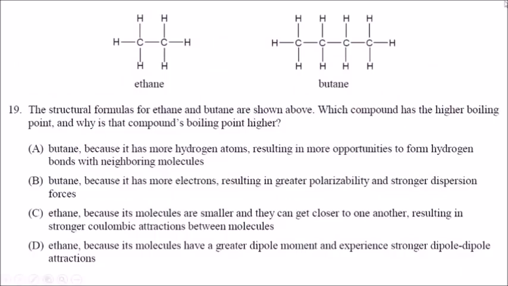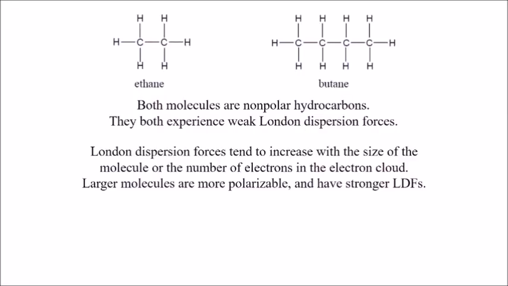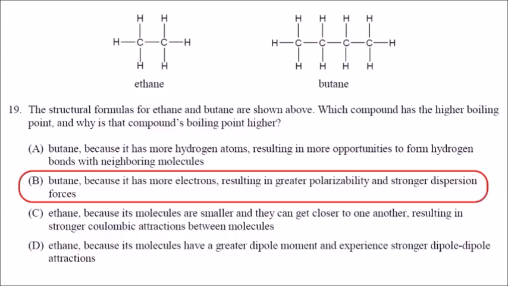Number 19 has the same concept that we saw in number 17. We have two hydrocarbons, and we're going to compare the strength of the attractive forces. Again, these are both nonpolar hydrocarbons that experience weak London dispersion forces. Because butane is a larger molecule, has a larger electron cloud than ethane, we would expect butane to experience stronger London dispersion forces and have a higher boiling point. So the correct answer is B. Butane has greater polarizability and stronger dispersion forces.